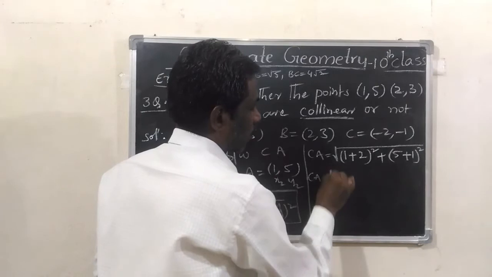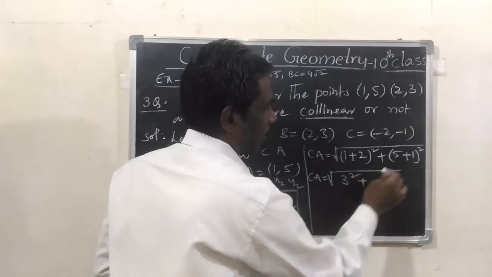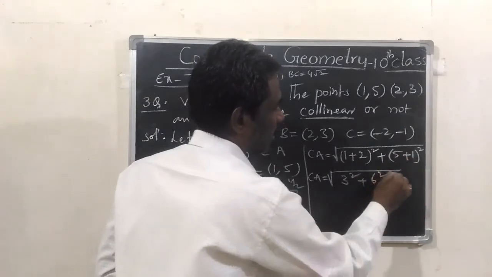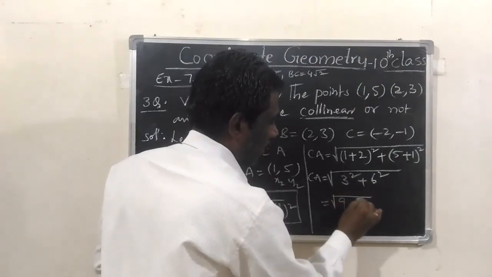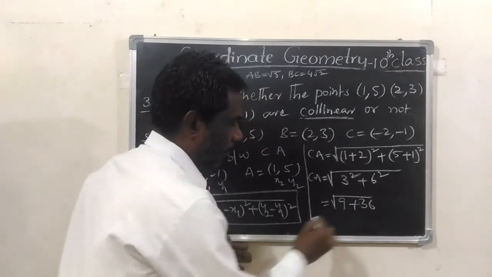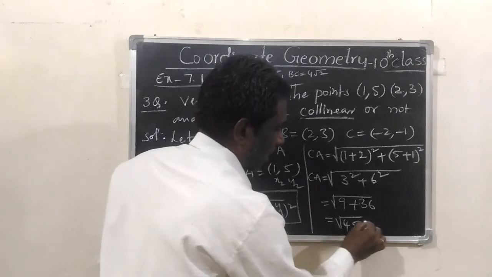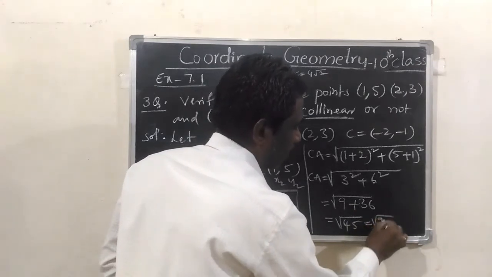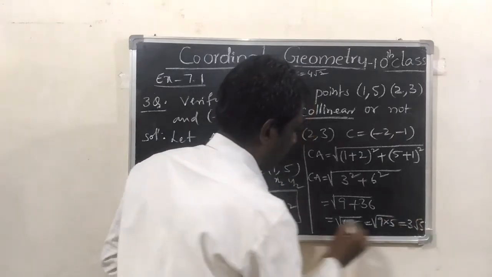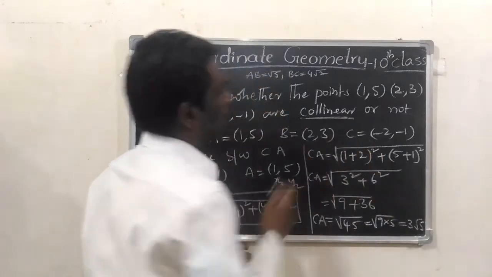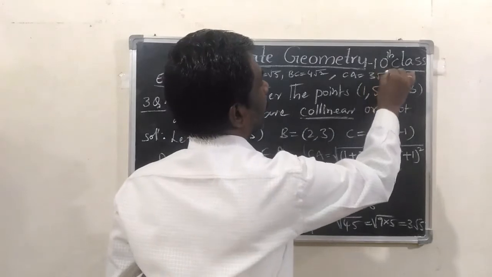Now CA equals under root of (1 plus 2 is 3) square plus (5 plus 1 is 6) square, equals root of 3 square is 9, 6 square is 36, is root 45. So 45 can be written as 9 fives are 45. So root 9 is what? 3 and root 5. CA equals 3 root 5.